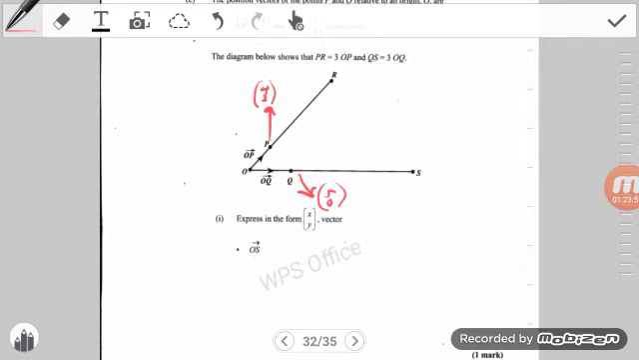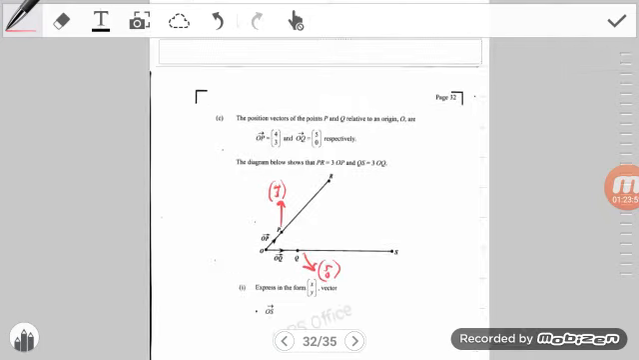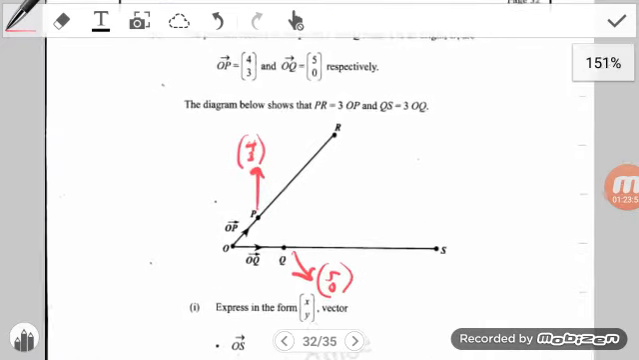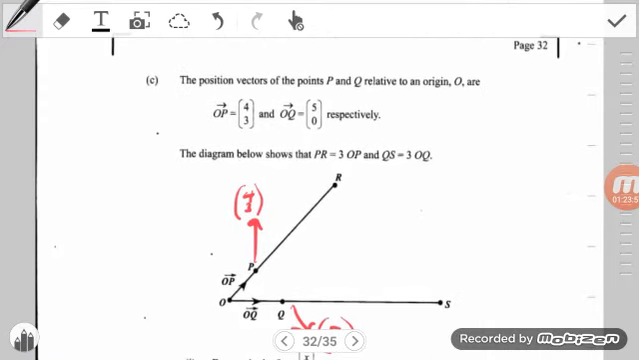The diagram below shows that PR, so from here to here, is 3 times the distance of OP. So whatever OP is, whether it be length or coordinates, it is going to be 3 times. So from here to here is going to be 3 times the distance, 3 times the coordinates, of whatever OP is. All right, fine, we got that.